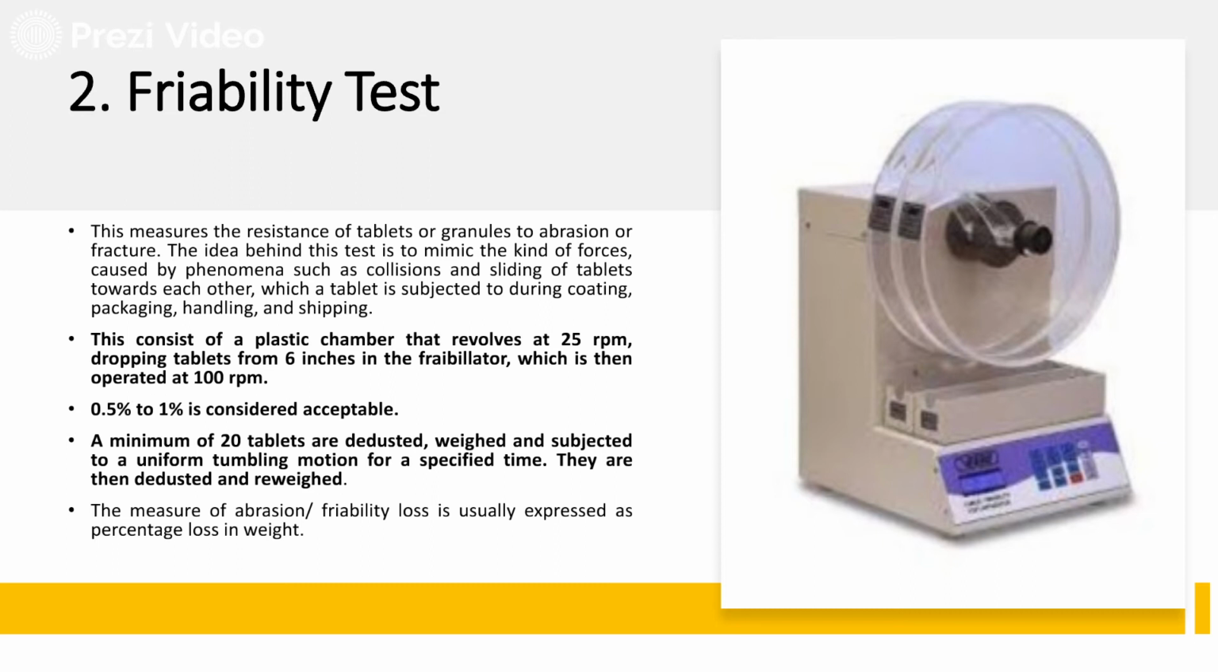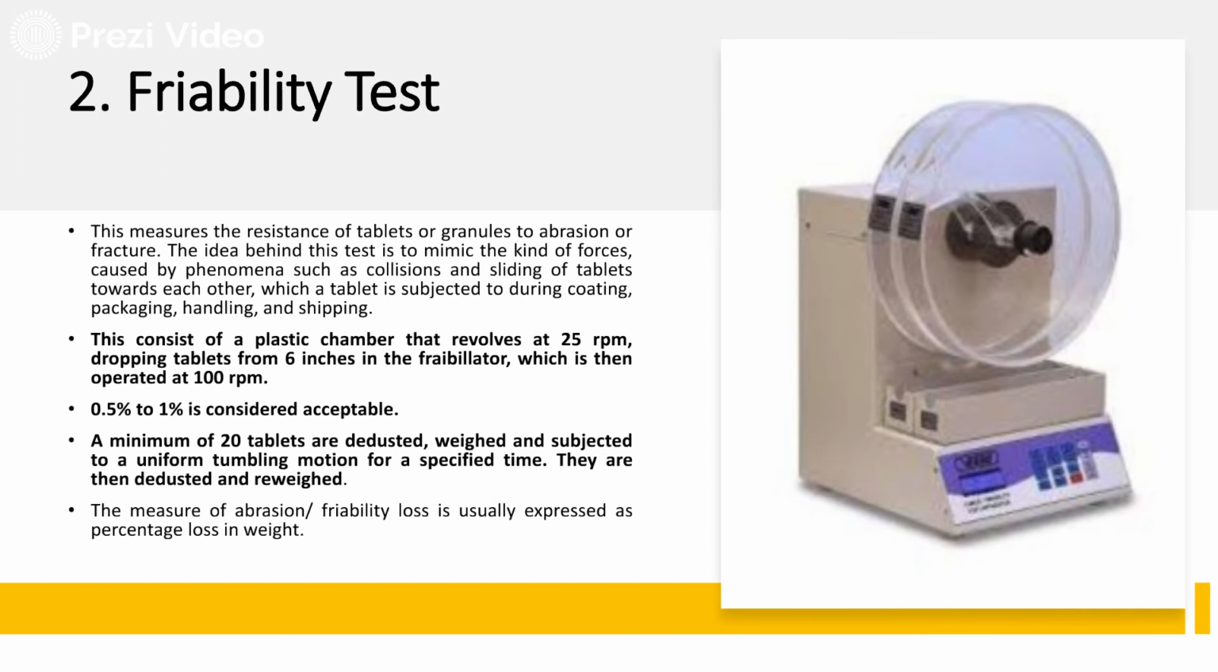So this is the Roche friabilator, whereby you place 20 tablets that need to be checked for friability testing. This is a plastic chamber. Now this chamber revolves at a speed of about 25 revolutions per minute. It is dropping the tablets from a 6 inch height, and this operation needs to be carried out for 100 revolutions. So you are placing 20 tablets.